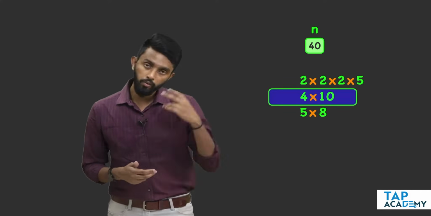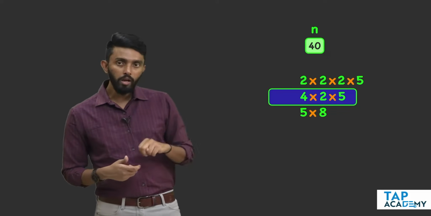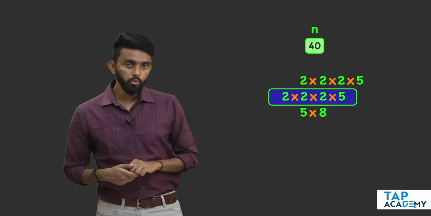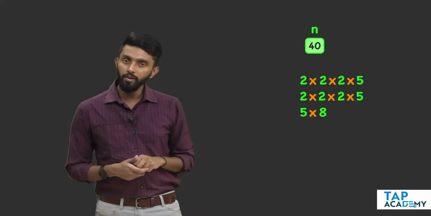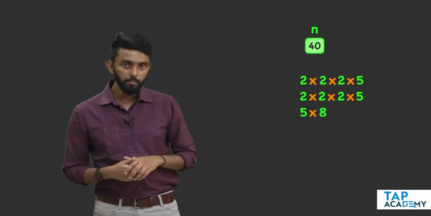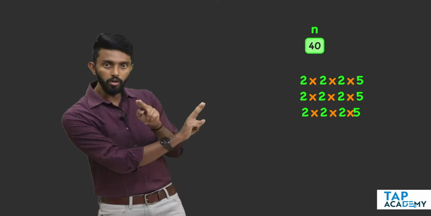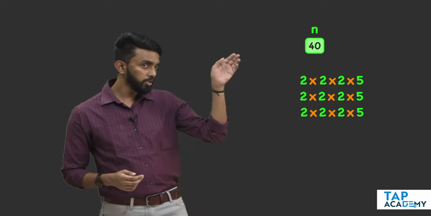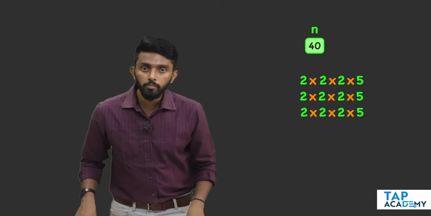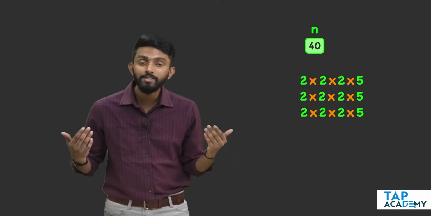Look at the next one, 4 into 10. Now 10 can be written as 2 into 5. 4 can be written as 2 into 2, which means again it is 3 2's and 1 5. 5 into 8, if you look at it, 5 is already a prime number. 8 can be written as 2 into 2 into 2. And if I just reorder it, again it is 3 2's and 1 5. So the first one, second one, third one, all of them, if you were to represent it using prime factors, is one and the same.